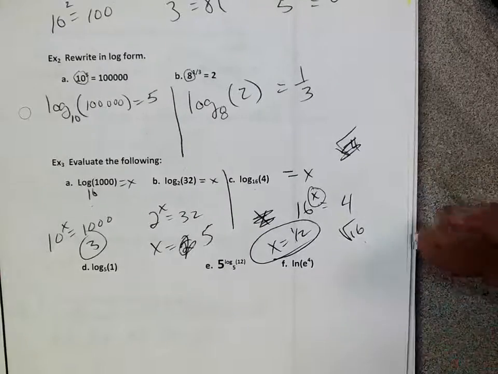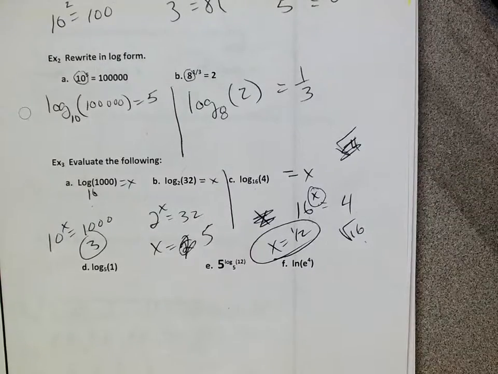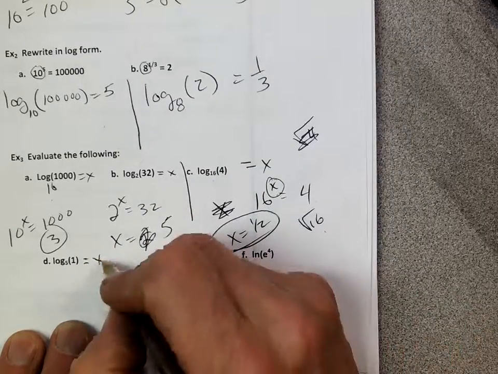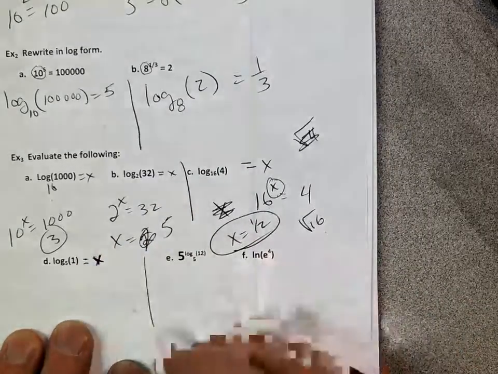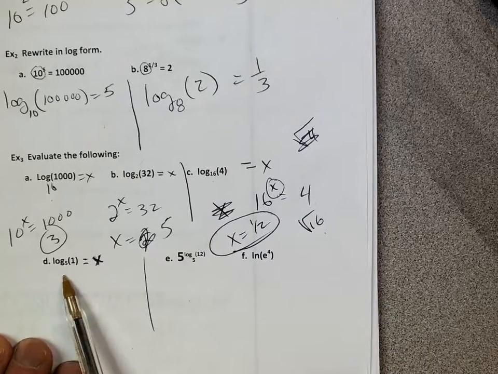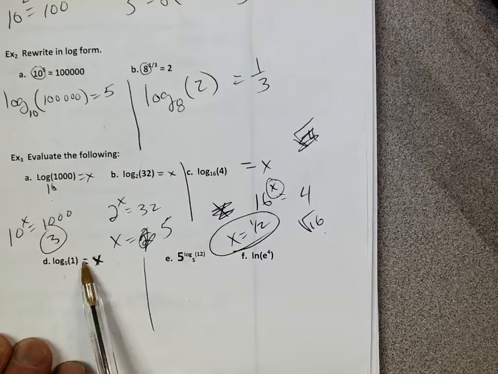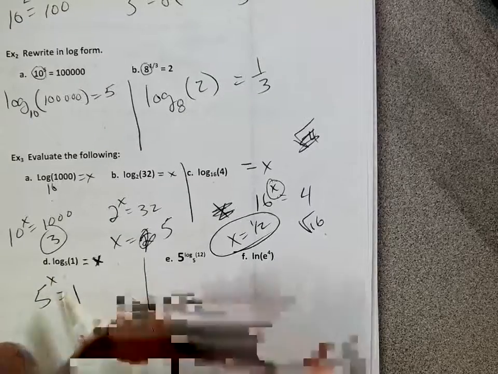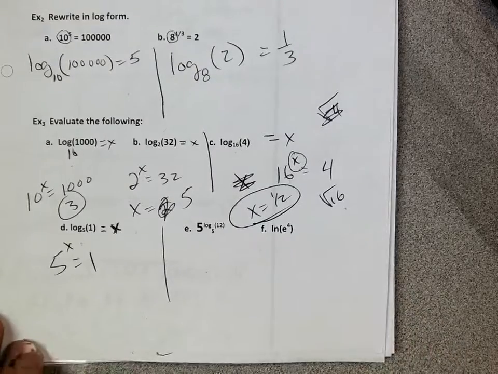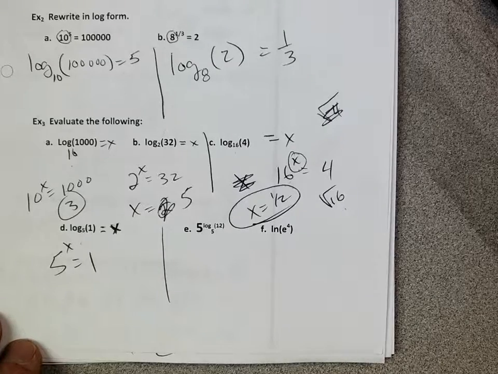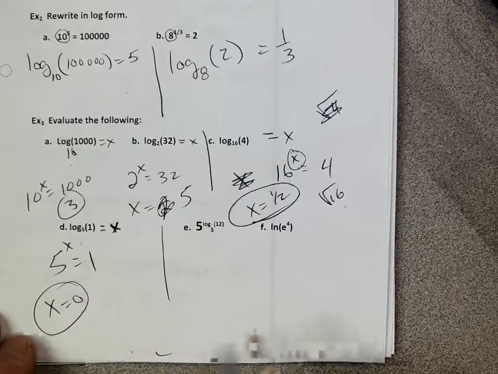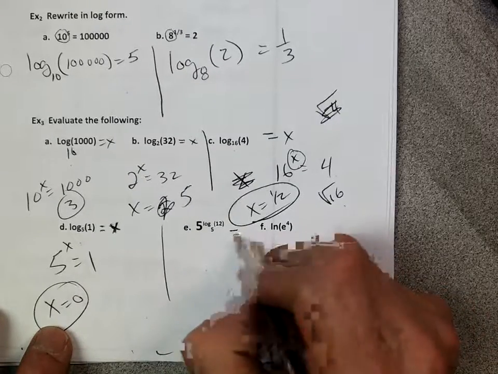Okay, D. Let's go the other way. So to go the other way, I just set it again. You set it equal to something, so set it equal to x. We'll go 5 to the x equals 1, right? What's x have to be? 0. Yes. Anything to the 0 power is 1, so x has to be 0. Totally correct.